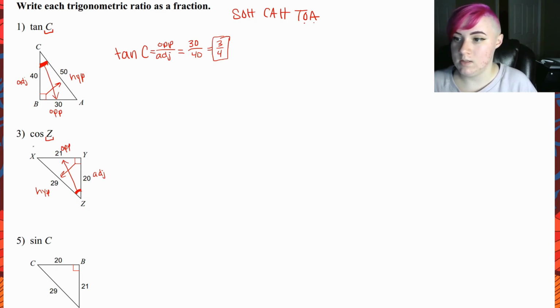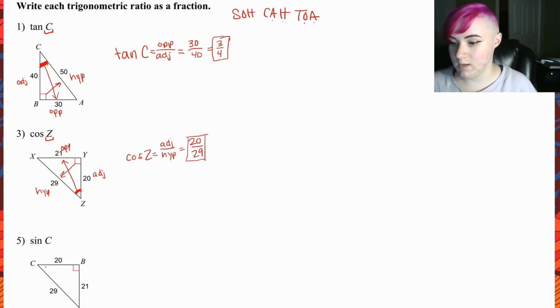So in this case, we're looking at cosine. So we have cosine of Z is going to be equal to adjacent over hypotenuse. So adjacent divided by hypotenuse. Okay, the adjacent side is 20, and the hypotenuse is 29. Since that cannot be simplified, we'll just leave it at that.